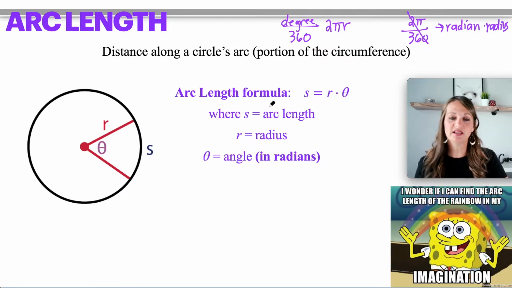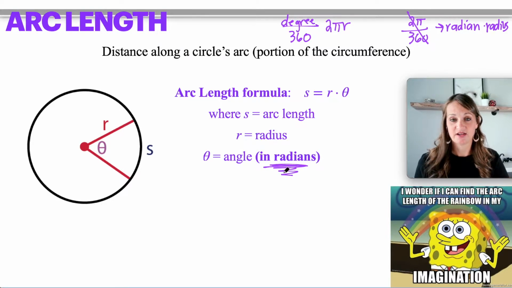So the arc length formula is S, which is the arc length, equal to the radius of the circle times the angle in radians, not degrees. We are only going to deal with arc length in radians from now on.